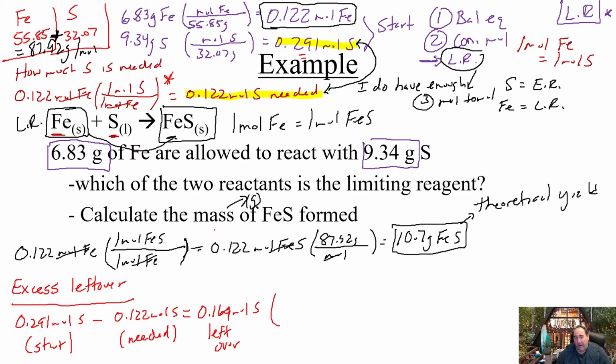And if we want to know how many grams that would be, we could use the molar mass of sulfur at 32.07 grams per mole sulfur. And 32.07 times 0.169 is about 5.42 grams left over.